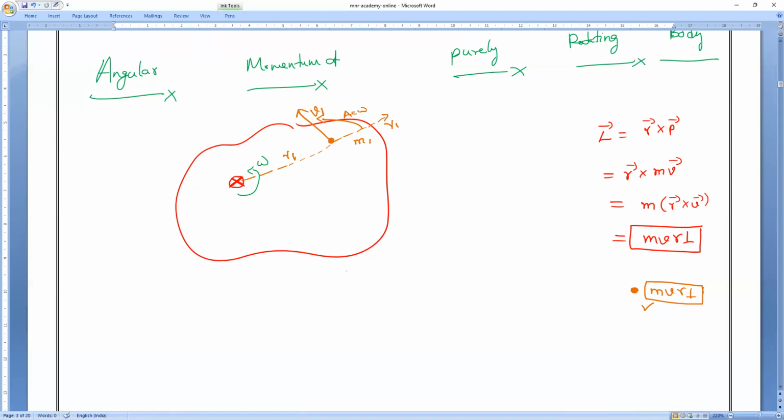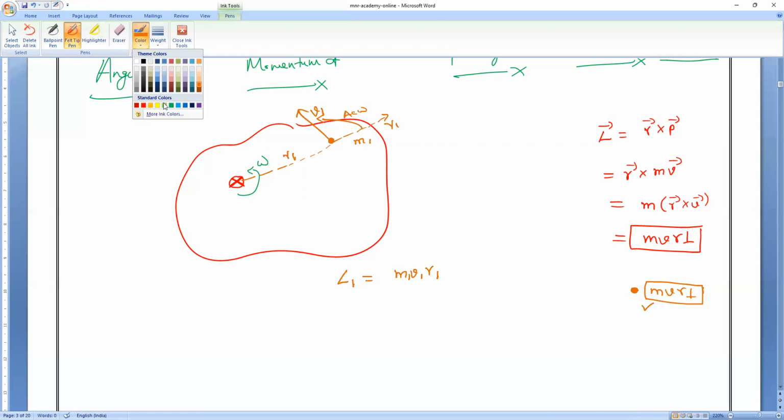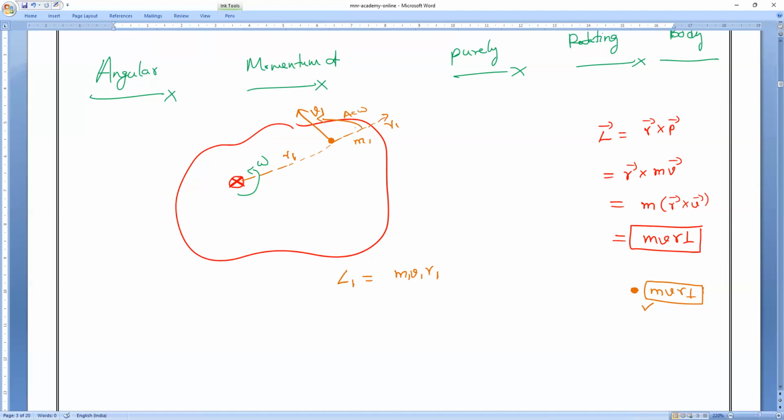So let me write the angular momentum about that particular point. L1 is equal to m1 v1 r1. So tell me, is that outwards or inwards? You can apply your hand on my screen also and tell me. Go with r cross v. What is that, upward or downward? Upward, it is acting upward. Actually, it is outward. So it is acting outward.